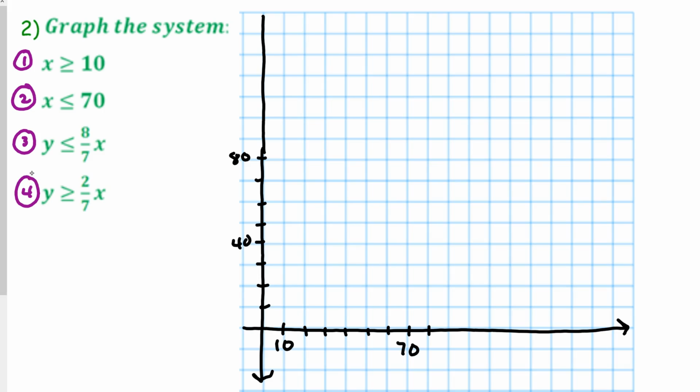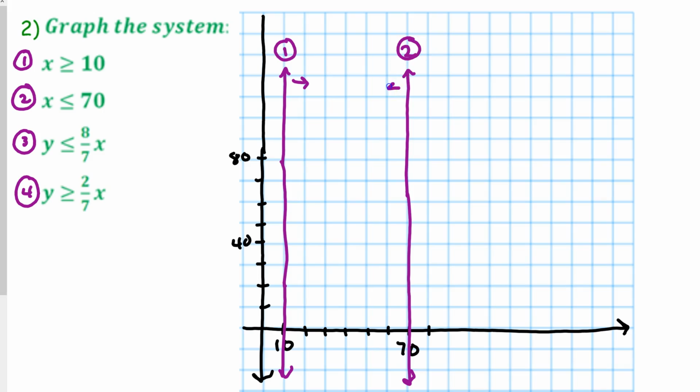So first of all, we have the line x equals 10, and that's a vertical line. And because we have greater than or equal to, we're going to make it solid. Oops, sorry, that's not straight. And let's go ahead and plan to shade that to the right for greater than 10. And I'm going to label that number 1. And then for number 2, we have the line x equals 70. And then it's going to be less than or equal to, so we're going to shade that one to the left and label that number 2.